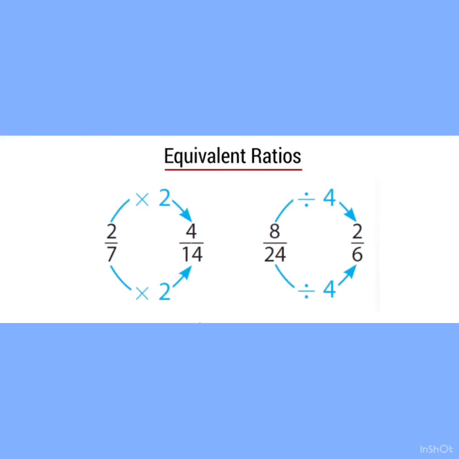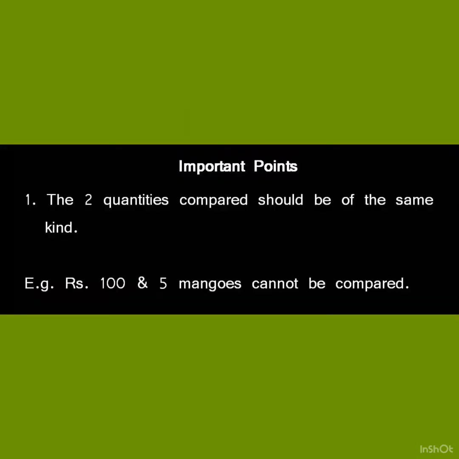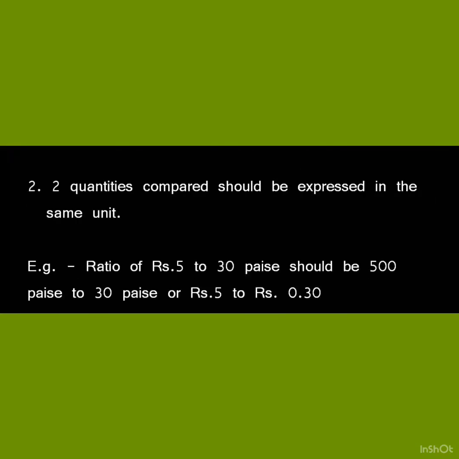Let us discuss some important points that you should always keep in mind. They are: the two quantities compared should be of the same kind. For example, rupees 100 cannot be compared with 5 mangoes. Next, the two quantities compared should be expressed in the same unit.